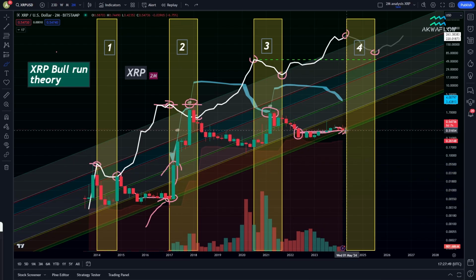So now you understand exactly why we can be very optimistic about the future. As long as XRP stays above this green line, we can consider the line as a major pivot point that could send us to the moon.